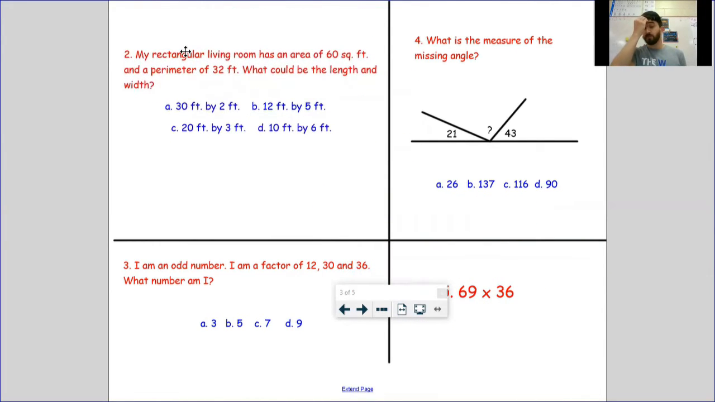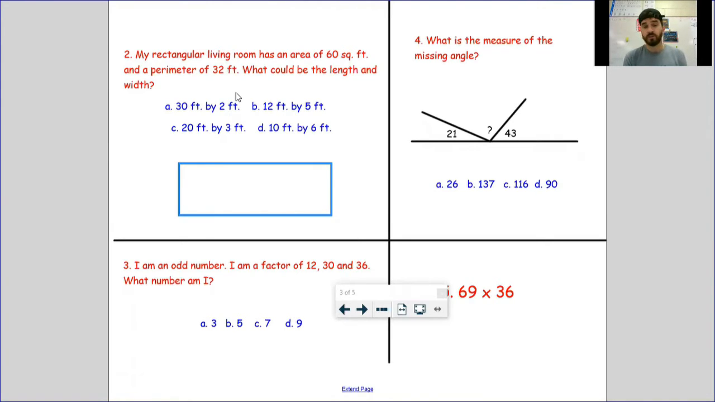Number 2 is just my favorite question on here. It goes with what we're doing in class, and it's just an effort question. If you do use what it gave you and do the correct math, you're going to get this question right. So I've got a rectangular living room. It's got an area of 60 square feet and a perimeter of 32 feet. What could be the length and the width?